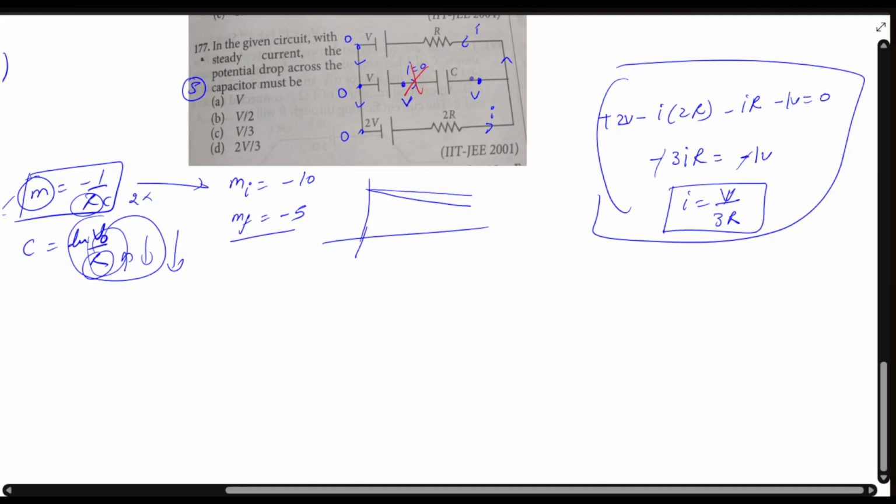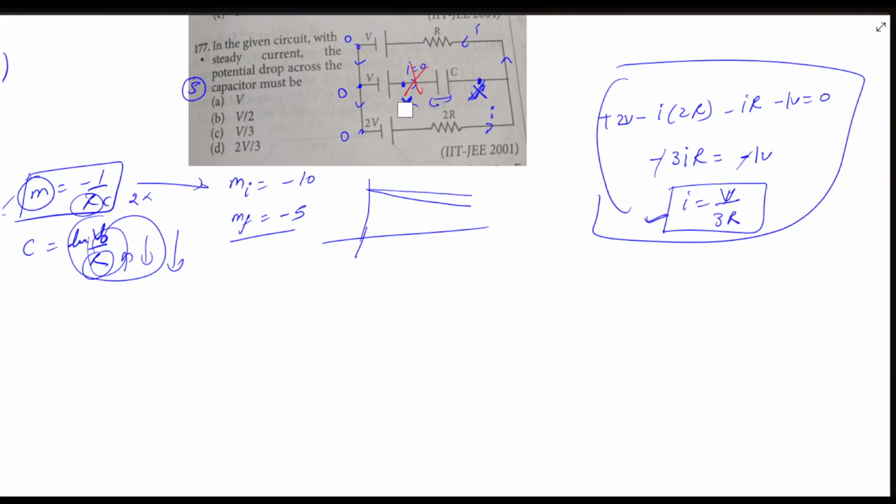So this should not be okay. Look, there will be a potential difference here. So this must not be at V, it must be at V dash. Okay, so this is wrong. So yes, we need to find this current. Actually, we need to find this current. Now what happens here is, let me rub this. Now we need to find the potential difference here.